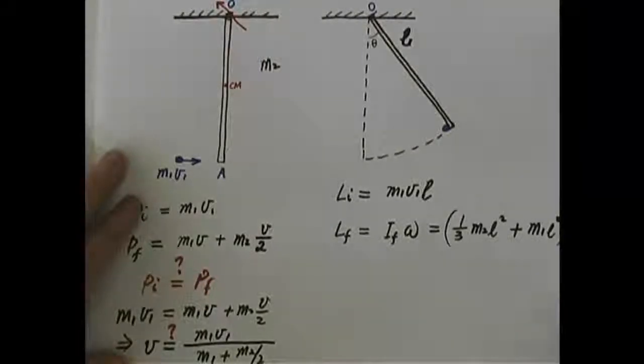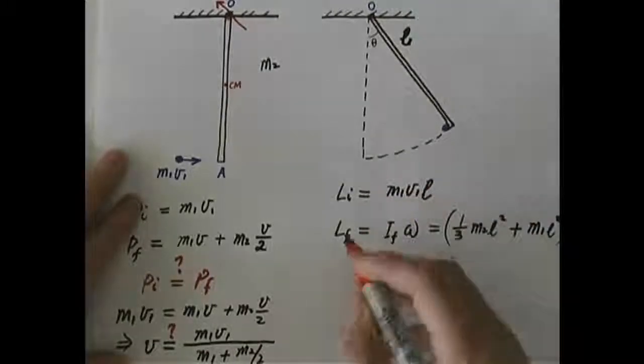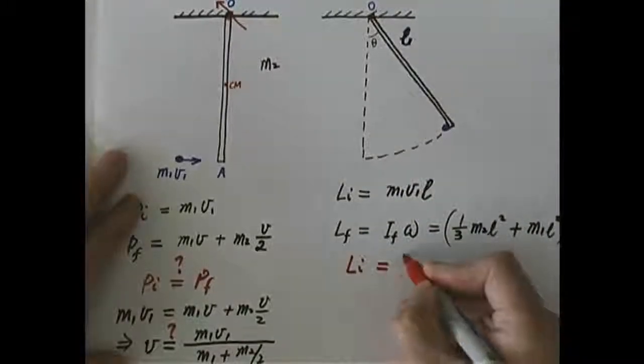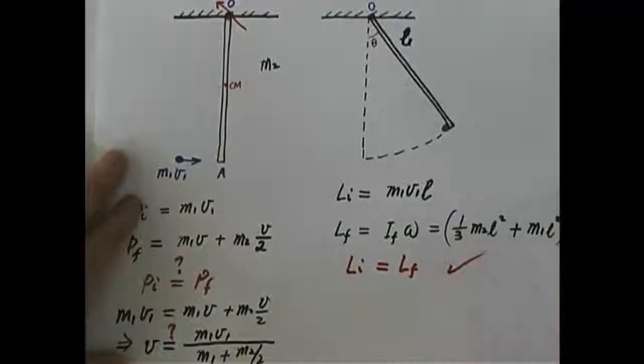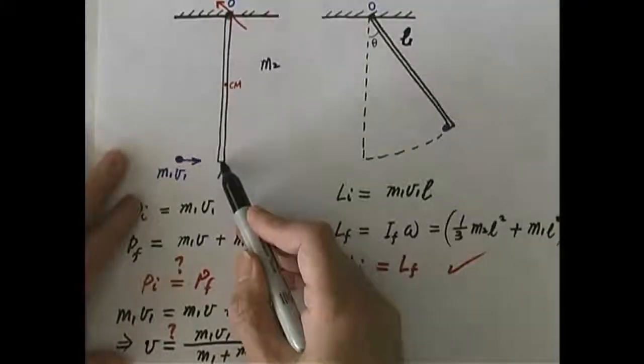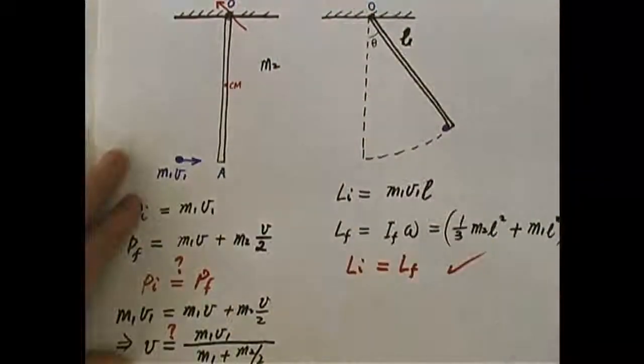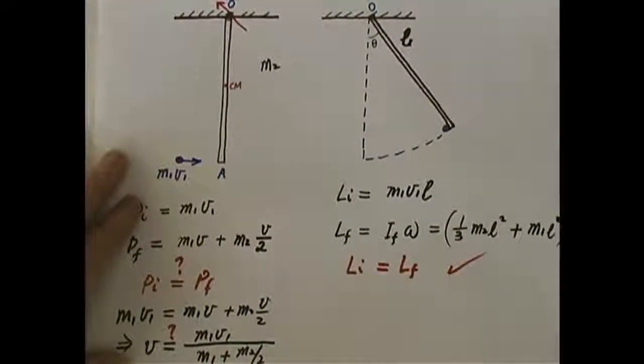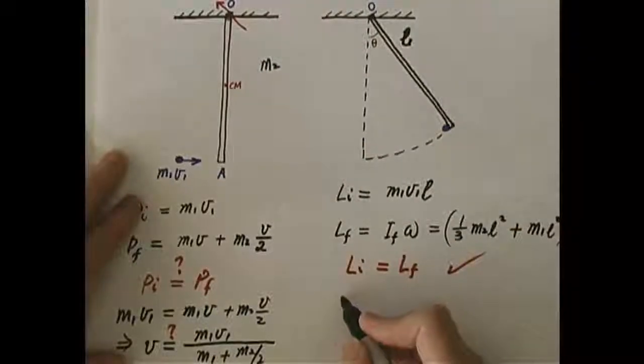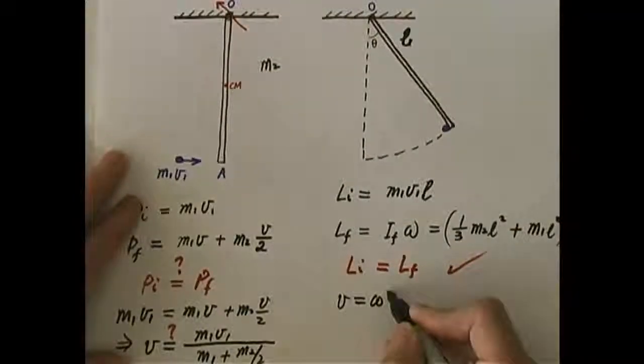From that, you can find omega by equating L initial and L final. Conservation of angular momentum, we know this is definitely true. Let us find omega. Once we find omega, we can find the speed v here, right? Because v is the linear speed at point A. The angular speed is omega, and that is the distance L away from the center of rotation. So v would be equal to omega times L, wouldn't it?